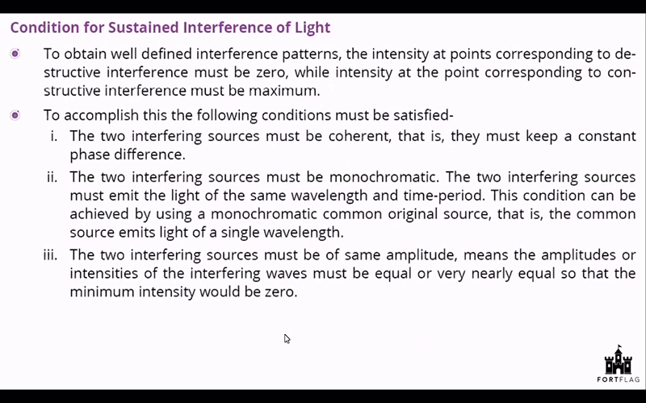One of the important properties is that the two interfering beams should be coherent to each other. They must have a constant phase difference. The light should be monochromatic in nature, that is, of single wavelength, single color, single energy. Or the interfering sources must have the same amplitude. This we had also learned and discussed.